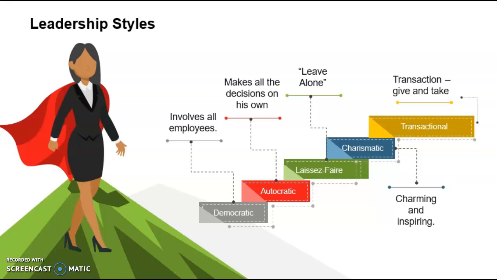We move on to what we call the Laissez-Faire style, right? And this word is a French word which literally translated means leave alone. So this type of leadership style leaves employees or subordinates to get on with the work because there's a measure of trust. We then get the charismatic leadership style. And if someone is charismatic, it means that they're charming and endearing and they inspire you to want to do more and more. And then the last leadership style that we need to know is the transactional one.